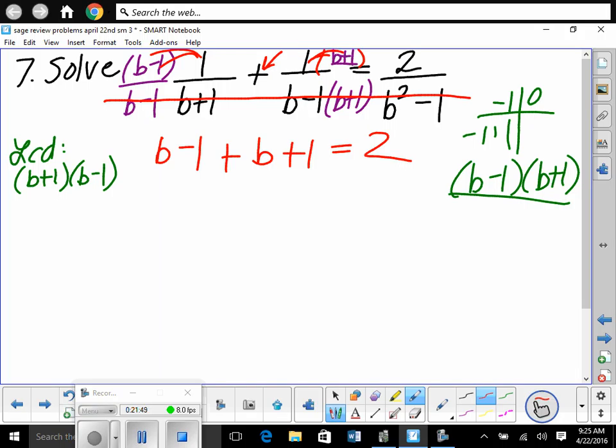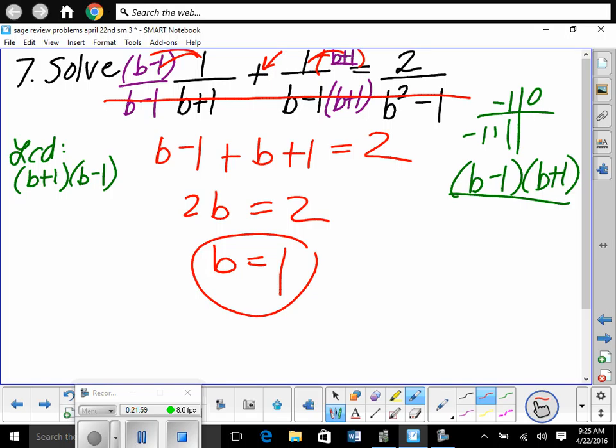Now it's just algebra, solving for b. b plus b is 2b's, right? Yes. 2b's plus 0 equals 2. So b is equal to 1. You can check your answer by plugging it back in for b and then calculating it.